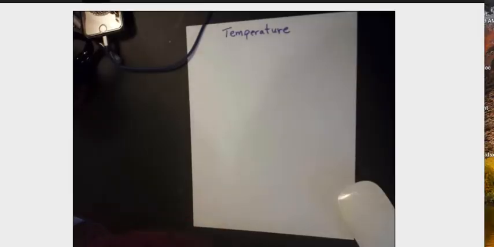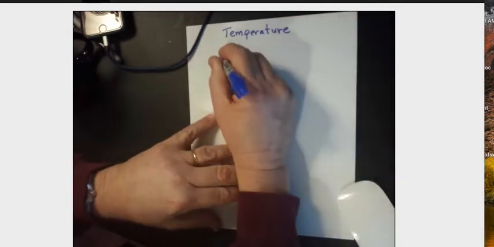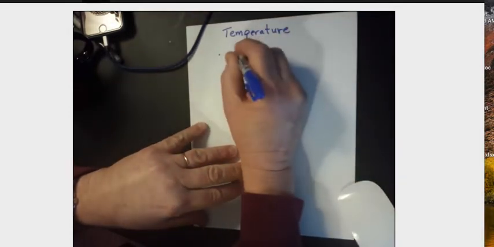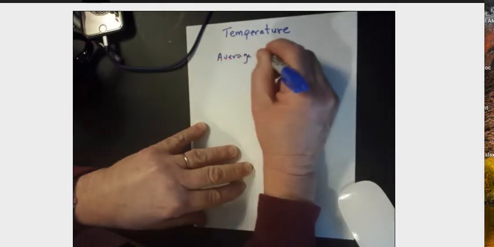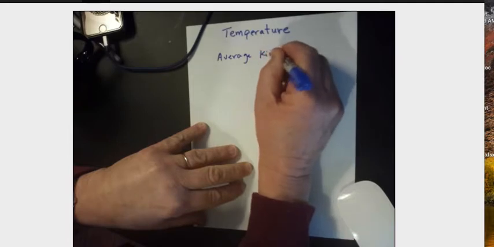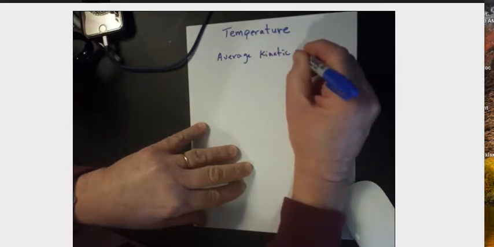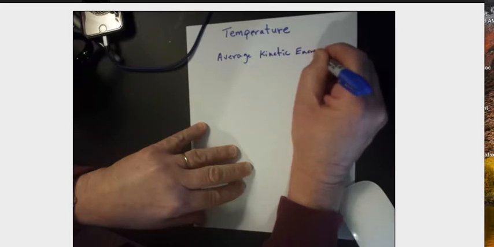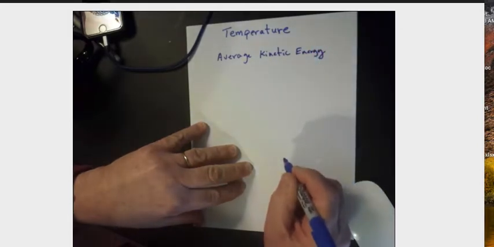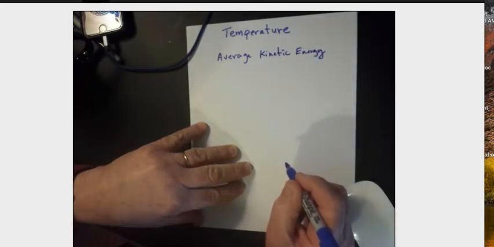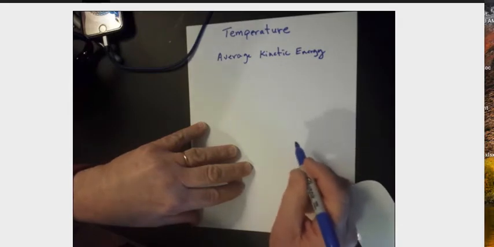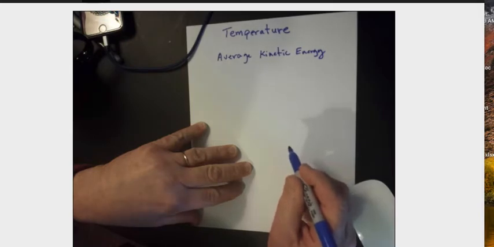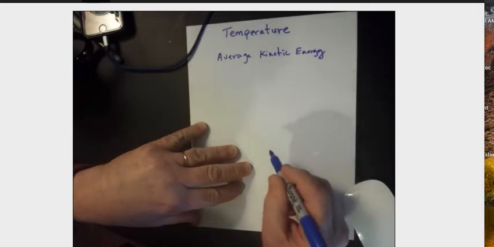All right, so let's talk about some scales. There are 3 temperature scales that we use, and I'm going to write down here before I write the scales that temperature is average kinetic energy. So what that means is that molecules, the kinetic energy is energy of motion, and so the average motion of molecules is what we define as temperature.